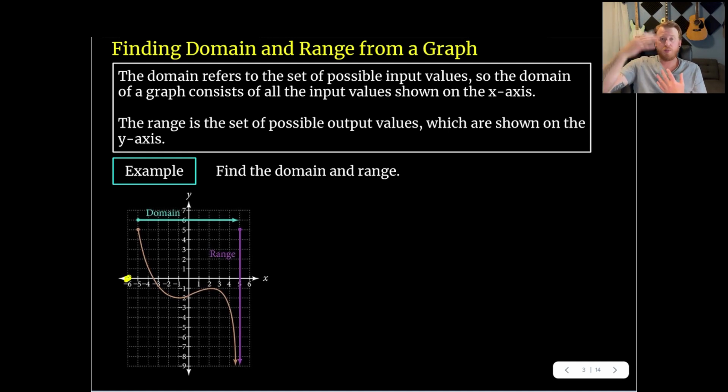There's no part of this graph that it's being mapped to, which means that -6 is not part of our domain. Okay, so where does our domain start? Well, where does our graph start when we're moving from left to right? That's where all of our input values are. And -5 is where our domain is starting.